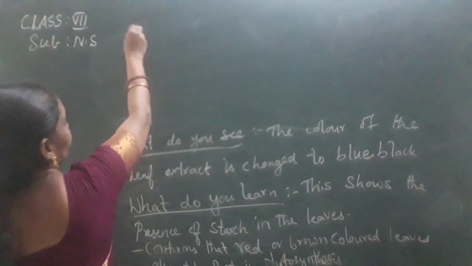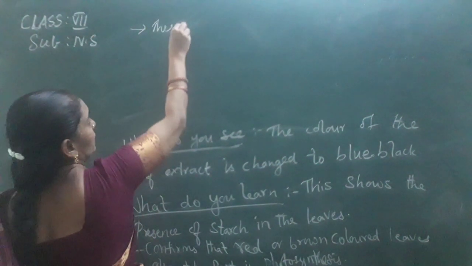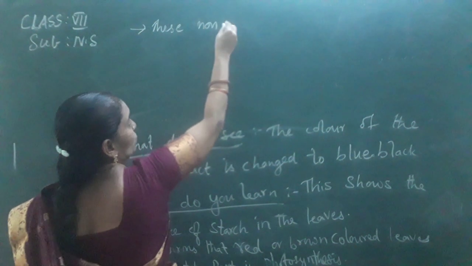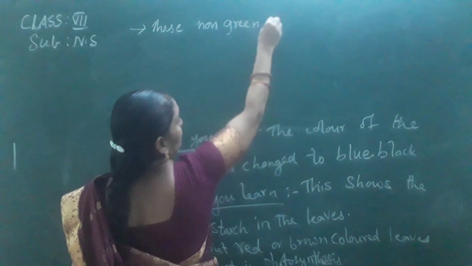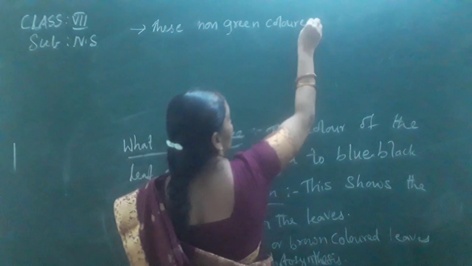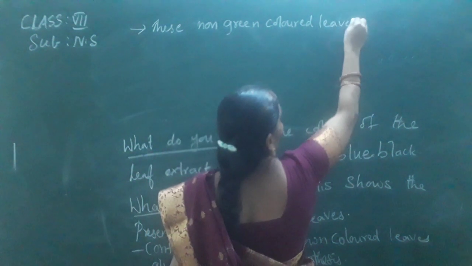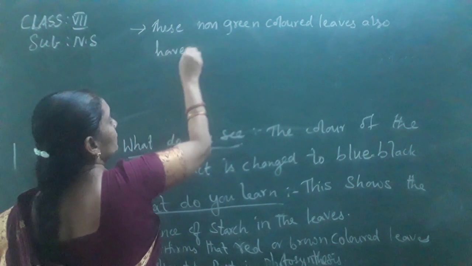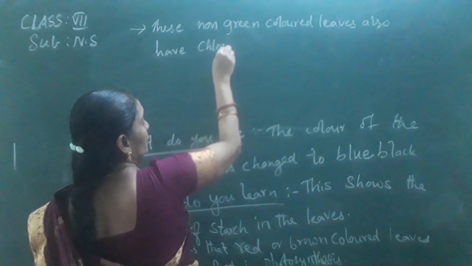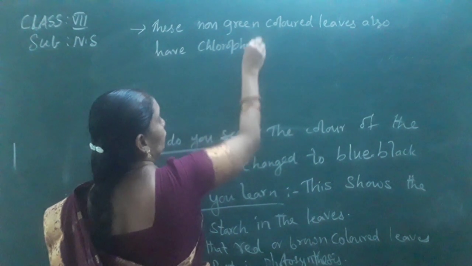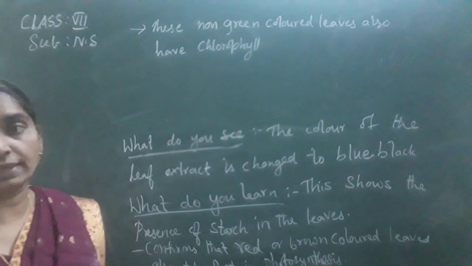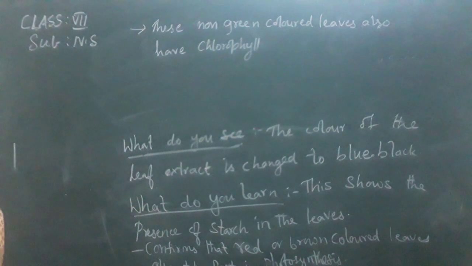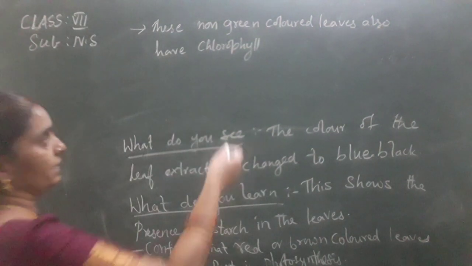We can also confirm that these non-green colored leaves also have chlorophyll, which performs the function of photosynthesis. Okay, chlorophyll color, they also contain the chlorophyll and they perform the photosynthesis.